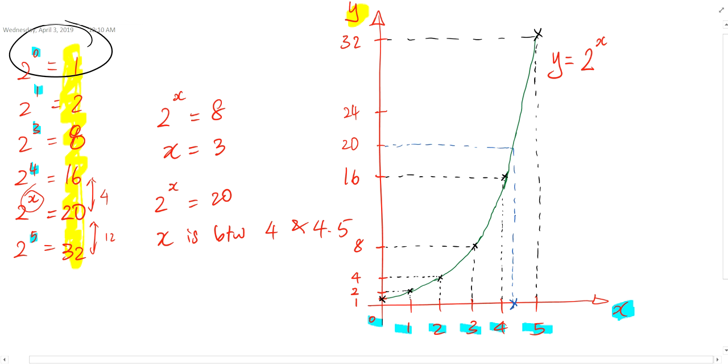Correct? Does it look closer to 4 or closer to 5? 4. So you're right, it's between 4 and 4.5. So exactly what is it? What is the value? 4.5.